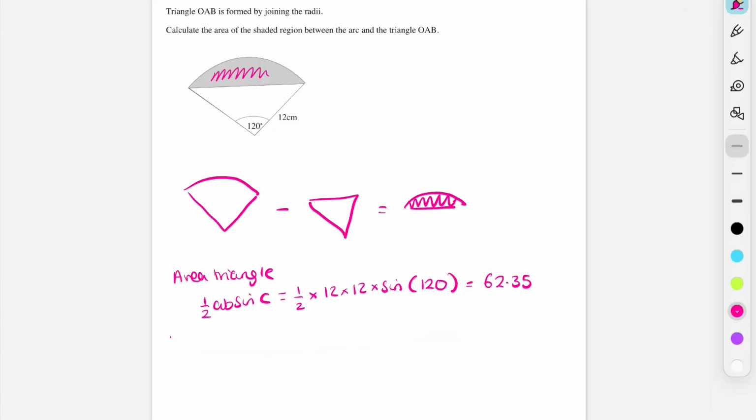To work out the area of the sector, we're going to do x over 360 times pi r squared. So that's going to be 120 over 360 times pi times 12 squared. If I type that into my calculator, I get 150.80 if I round that to 2 decimal places.